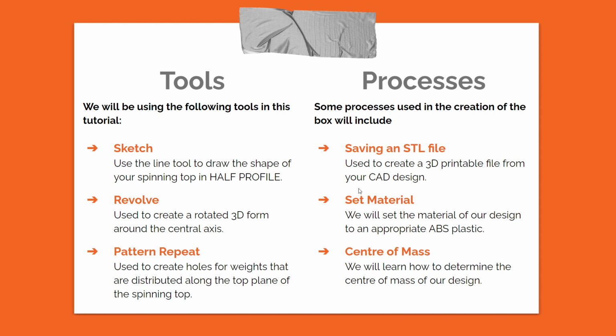The processes we're going to go through, we're going to save an STL file. We're going to set the material for our spinning top to plastic. And we're also going to look at the center of mass of our spinning top. So I'll show you how to get that data in your modeling environment as well.